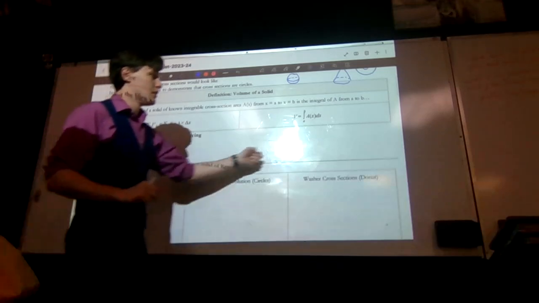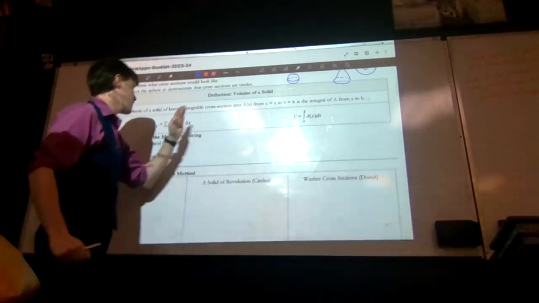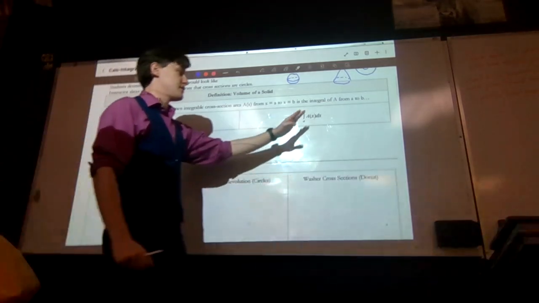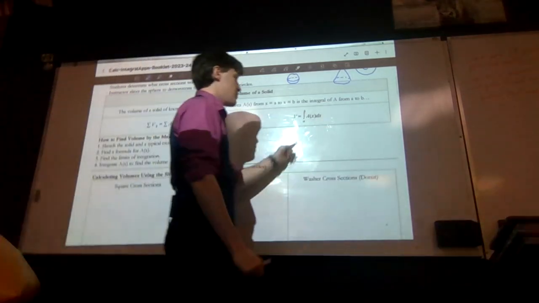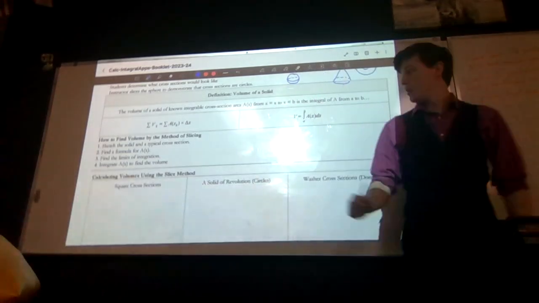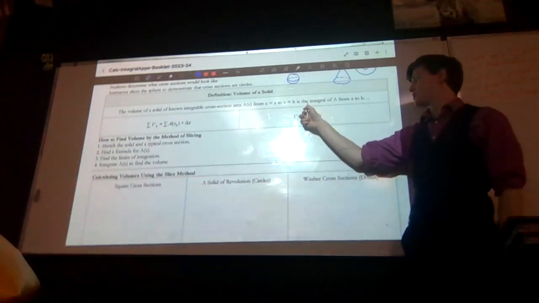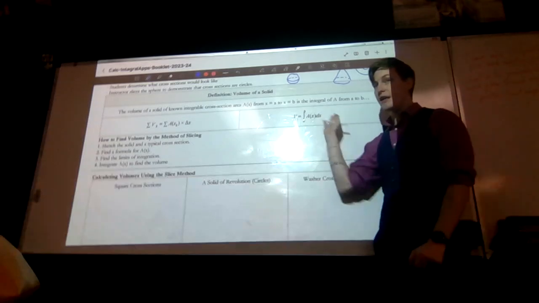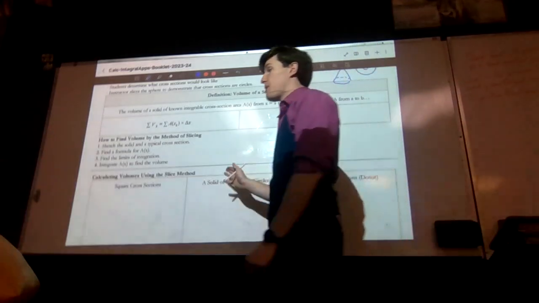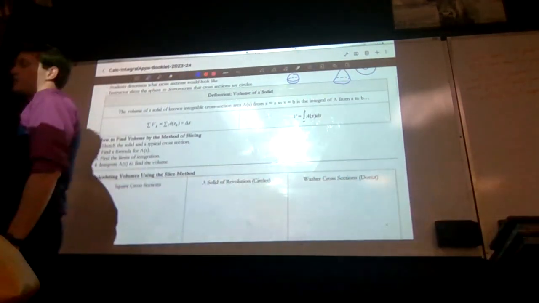If I sum those up, that will give me my volume, which we can rewrite as integration, as long as we have that delta x there and some form of function. So the volume is equal to the integral from a to b of A(x) dx. You take the area formula, multiply it by dx, and you would find your volume.